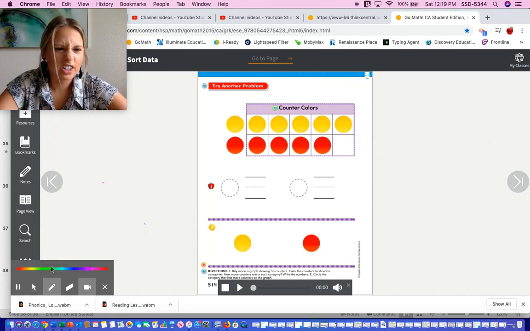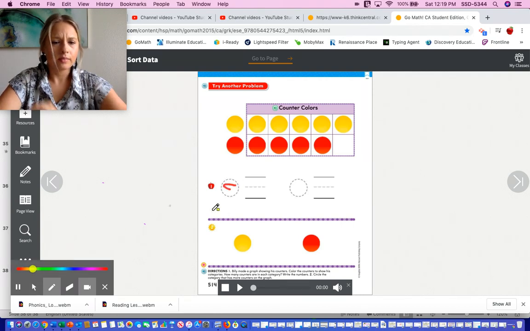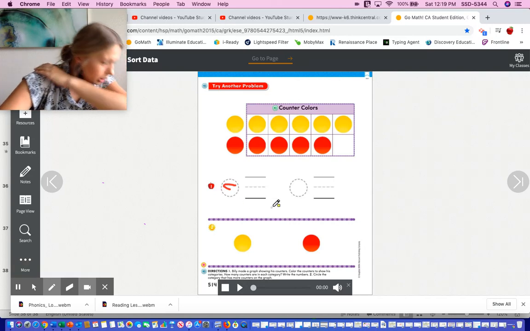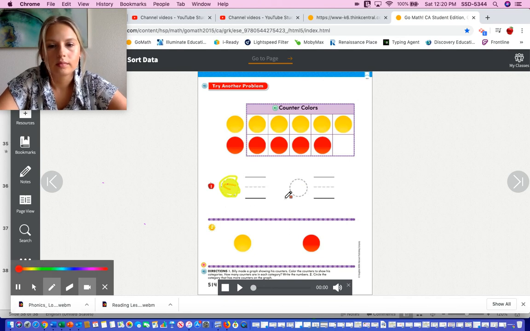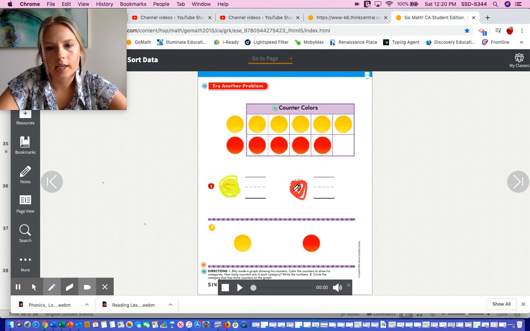So go ahead and take your crayons if you have them. We're going to color in this counter. Oh, we're actually going to do that one yellow. Color this one yellow. Sorry, my mistake. Color this one yellow. So we're going to count all the yellow counters and put them on this side. And then let's color this counter red. And we're going to count all the red counters and put them on this side.